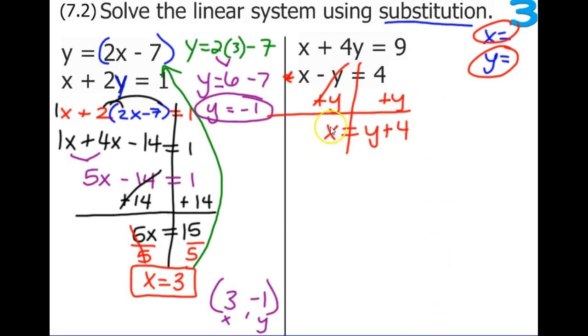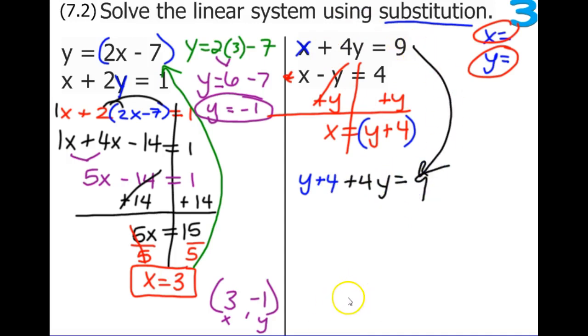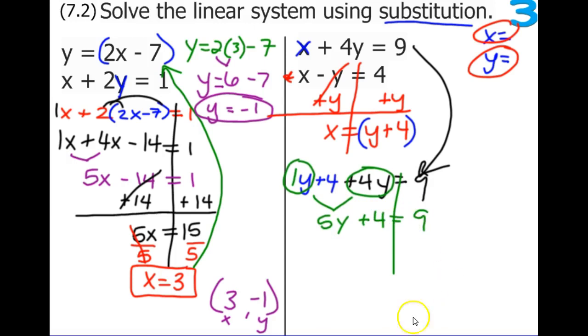So now that I have a letter all by itself, I'm going to plug this in to the first equation for x. So let's rewrite this. It says x, which is really y plus 4, then plus 4y equal to 9. I rewrote this equation down here. So I'm going to combine my like terms. This is really a 1y, so 1 plus 4 again happens to be 5y, plus 4 equal to 9.